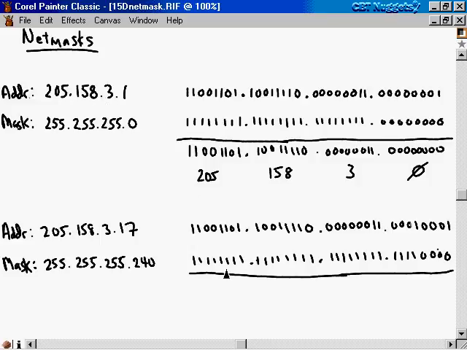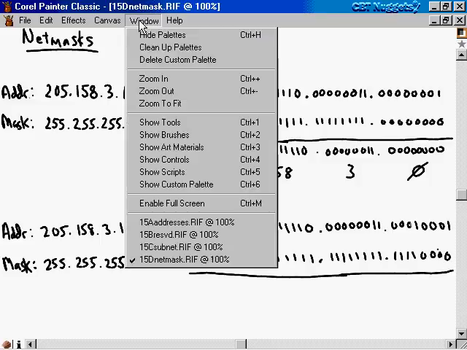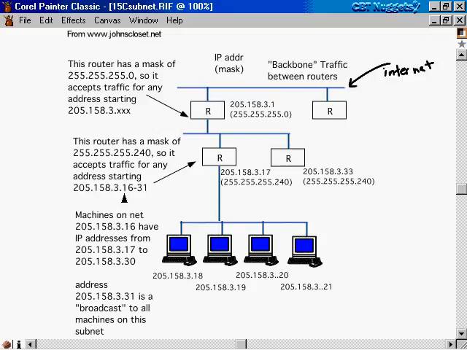This one's a little bit harder to say in plain English. It's definitely the whole first 3 numbers, so it's got to be 205.158.3, but the first 4 bits of the last number must also be the same. What it's saying is ignore the last 4 bits of the destination address, and that's what we're looking for. In plain English, that amounts to the addresses 205.158.3.16, 17, 18, 19, up to 31. Anything with those addresses will be accepted by this router and then passed on to its local subnet.